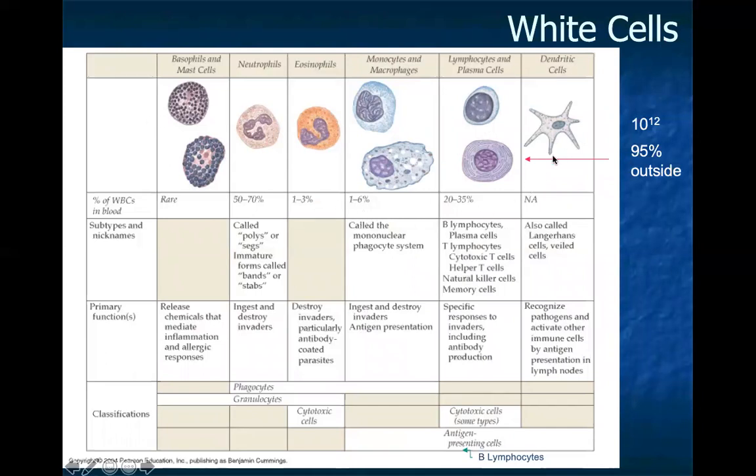So you have dendritic cells, lymphocytes, monocytes, and macrophages, eosinophils, neutrophils, basophils. By this, what I would know is neutrophils are 50 to 70% of the white blood cells that you'll find circulating. The next most common would be lymphocytes and plasma cells, which would be your B and T cells and all that other stuff as well.